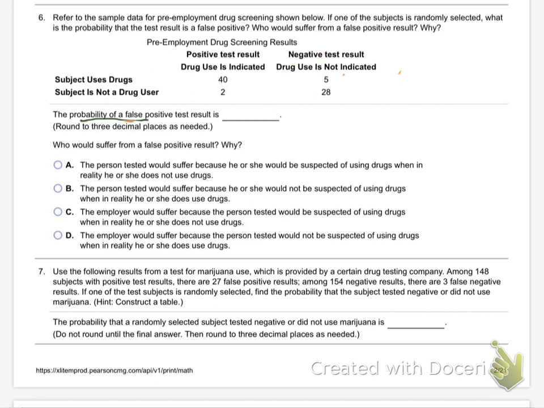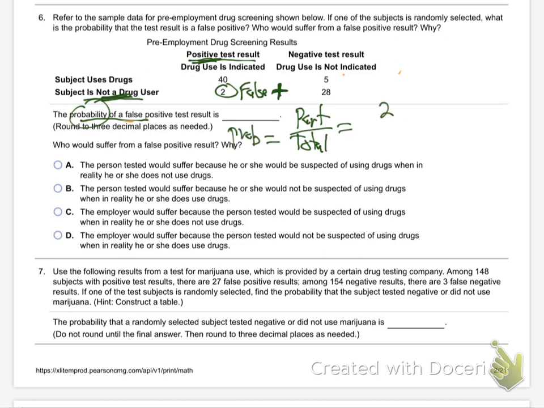probability of a false positive. Well, who's the false positive? Positive, not a drug user. These 2 people. Those 2 people got a false positive, right? Because they tested positive, but they're not drug users. It said they're drug users, but it's false. They're really not. Now it says probability. Remember, probability is always part out of total.